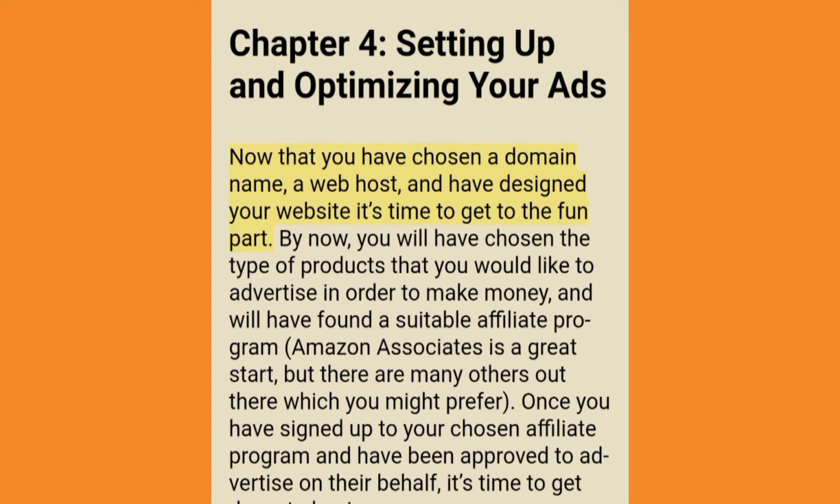Now that you have chosen a domain name, a web host, and have designed your website, it's time to get to the fun part. By now, you will have chosen the type of products that you would like to advertise in order to make money, and will have found a suitable affiliate program. Amazon Associates is a great start, but there are many others out there which you might prefer. Once you have signed up to your chosen affiliate program and have been approved to advertise on their behalf, it's time to get down to business.